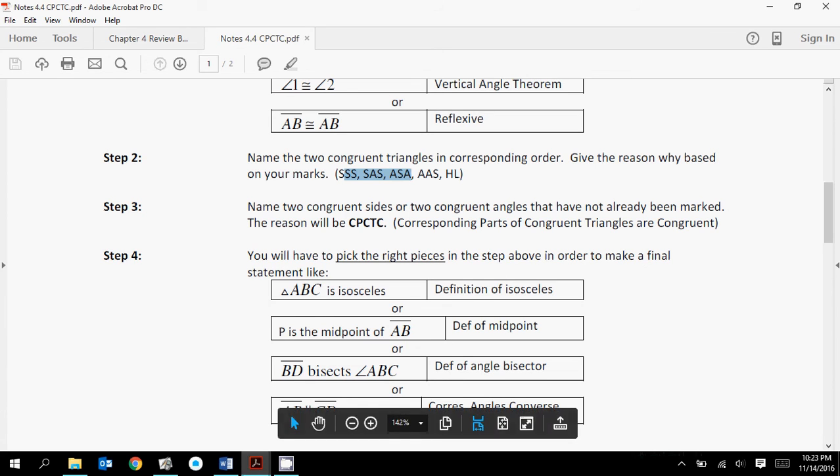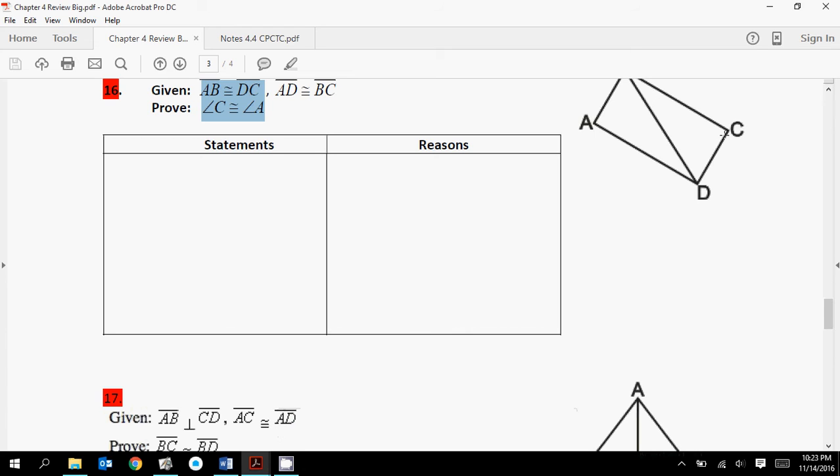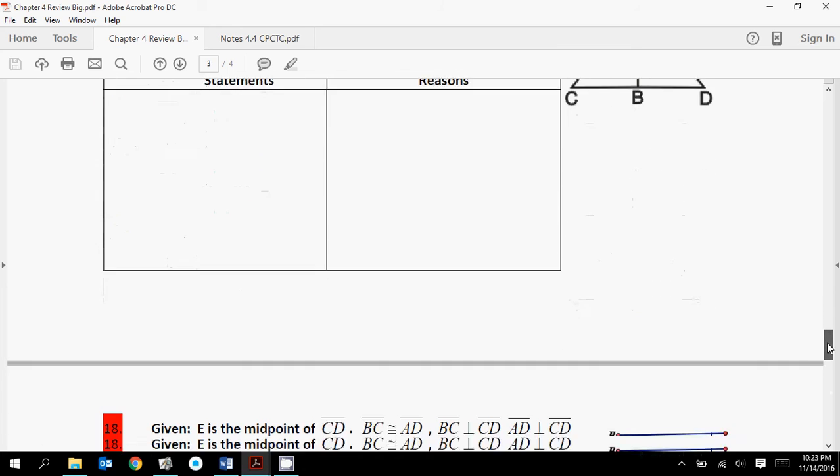So if you look at the example here, C and A, they're corresponding parts, and they're going to be congruent. So that last reason is going to be CPCTC. Same thing for 17. BC and BD, now I can't use those to prove the triangles are congruent, but once I've got those triangles, I can use CPCTC for the last step to say BC is the same thing as BD.